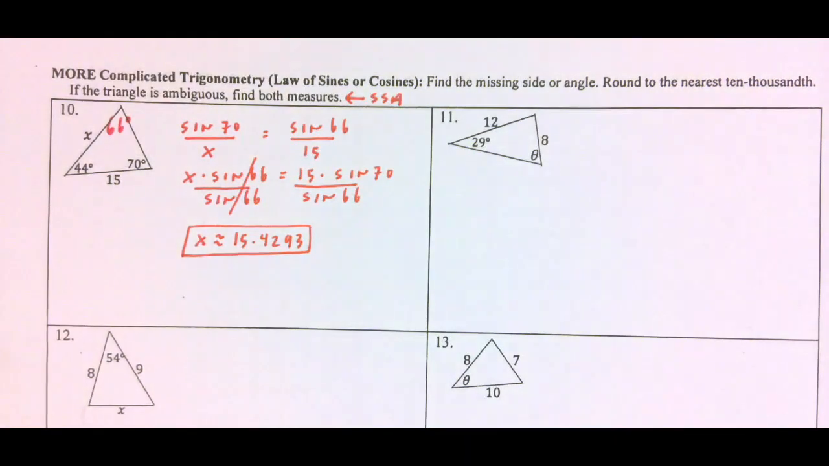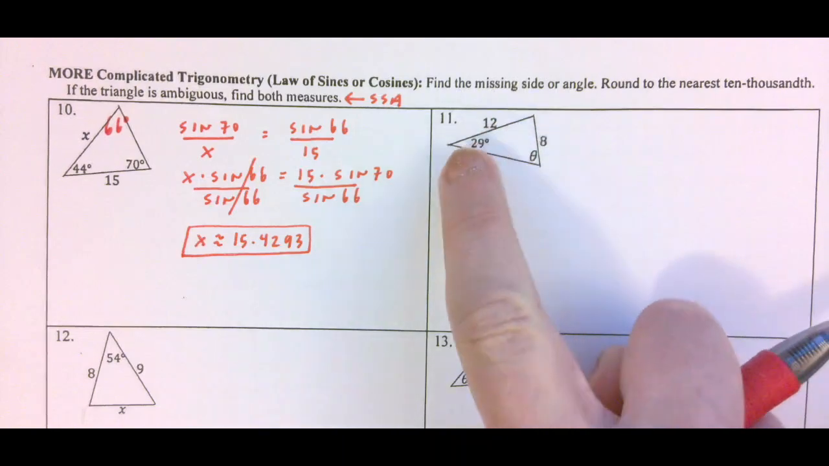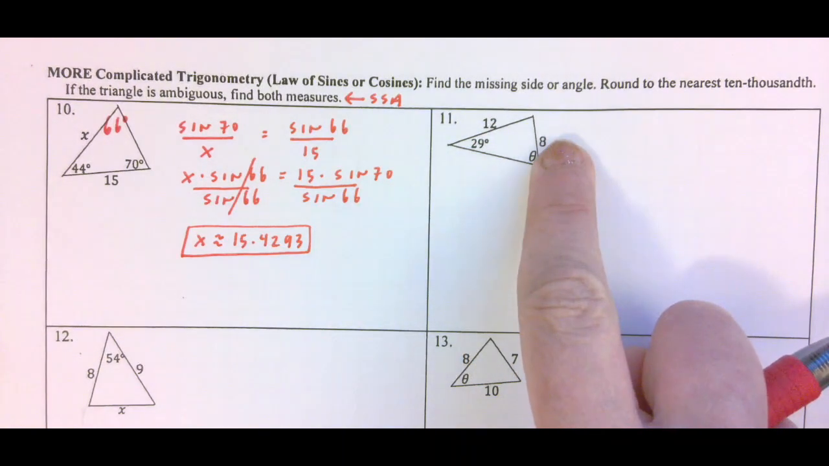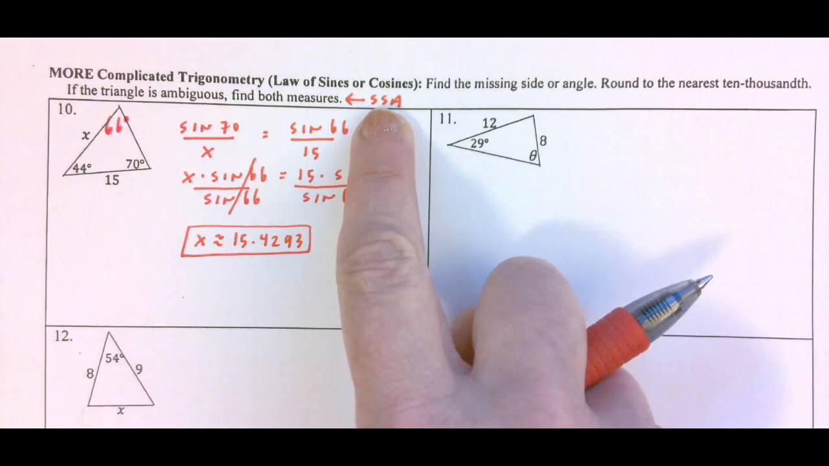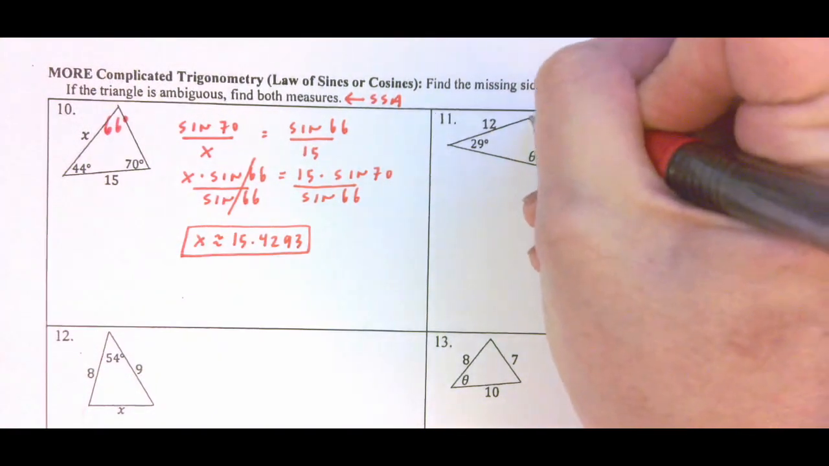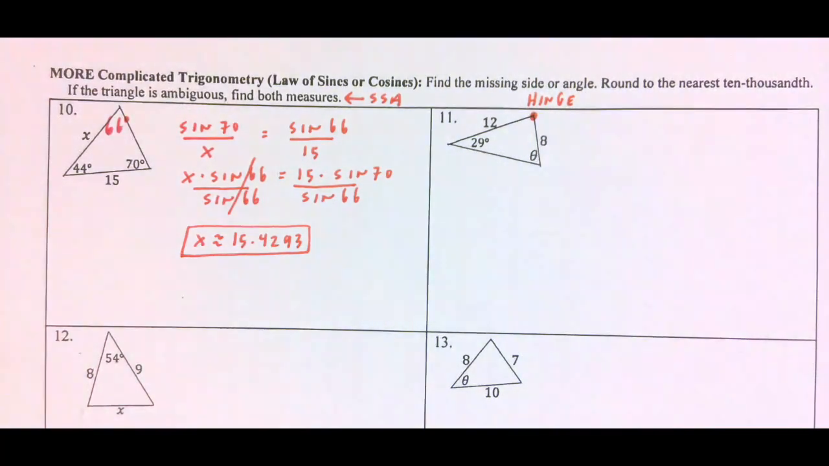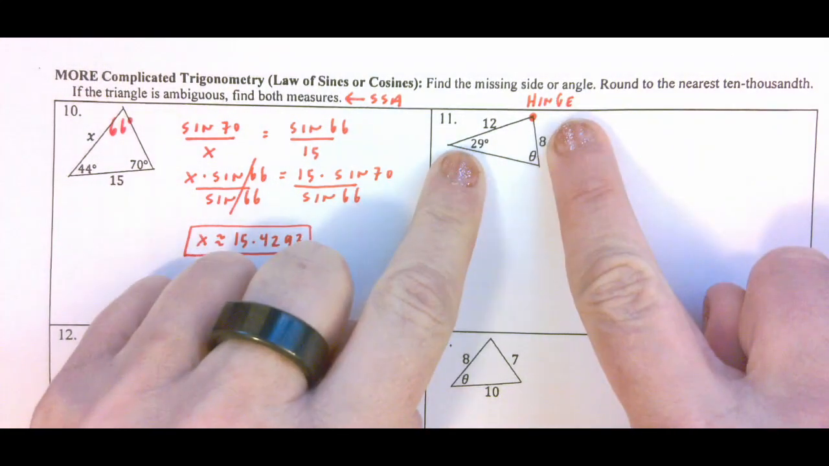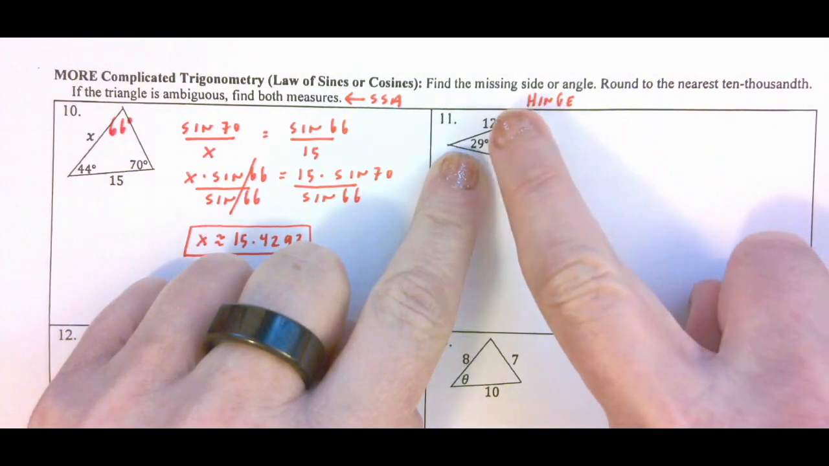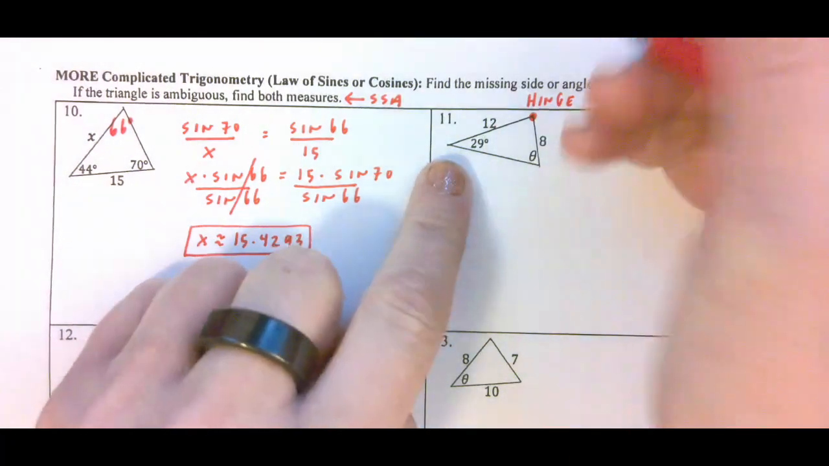Okay. Next one, here I want this missing angle. I have a side opposite, I have an angle, I have a side opposite. And this is where I have side-side angle. So I know that I have the potential for the swinging door. If I do, this is where my hinge is. So I need to think, is this an ambiguous case or not? So if I look at the angle that I have, I see that the side opposite is smaller than the other given side. 8 is smaller than 12. So that means that this is ambiguous.